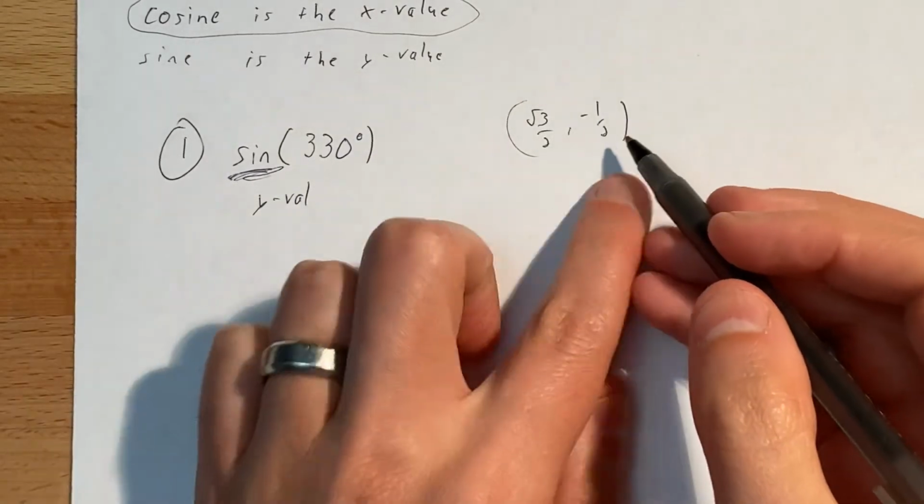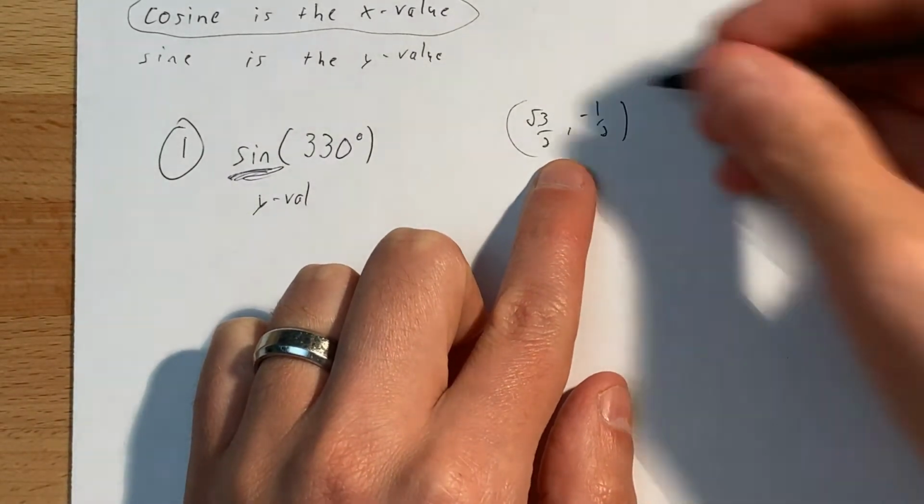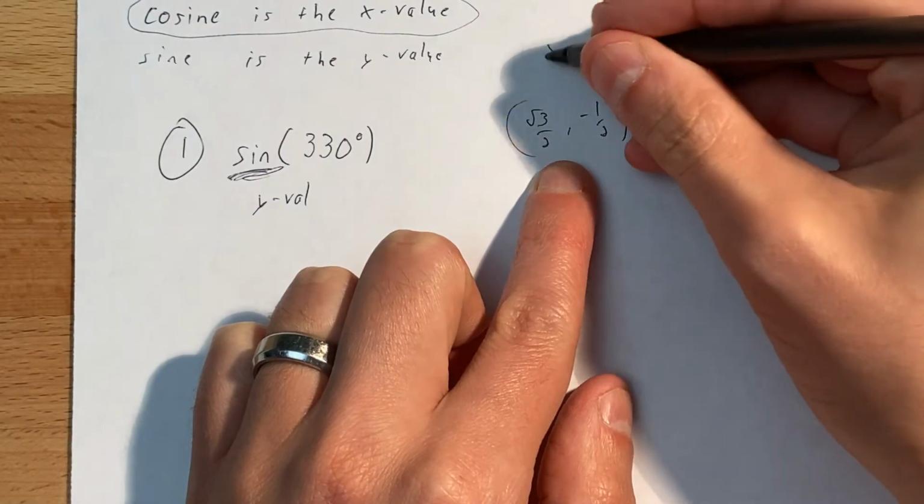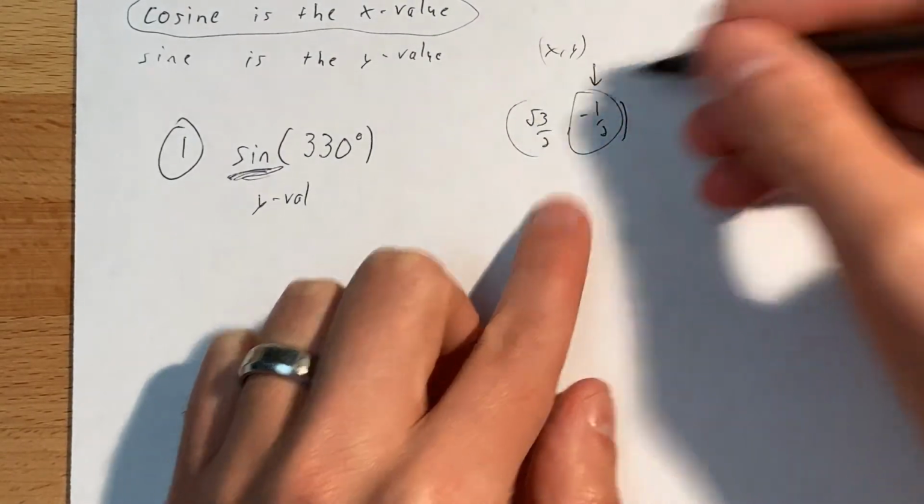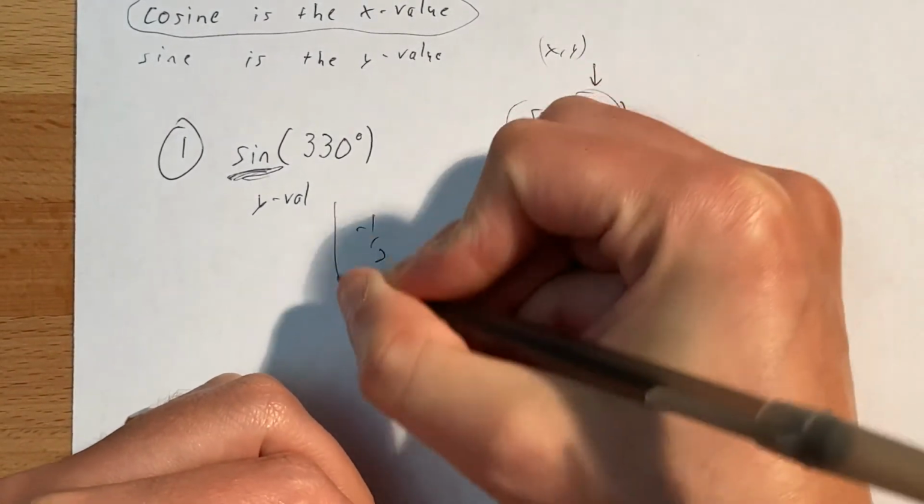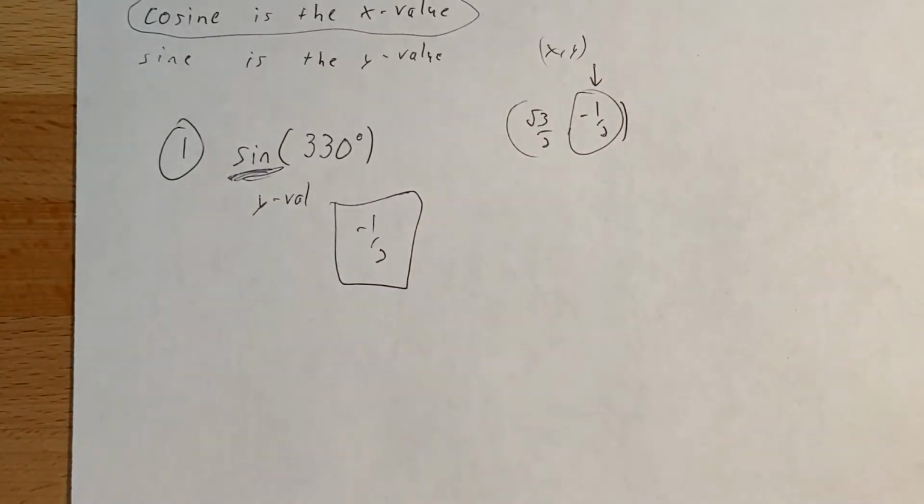So I'm going to go over here, and which one is the y value? This one, because any ordered pair is an x and a y. So the answer is negative 1/2. The sine of 330 degrees is negative 1/2.